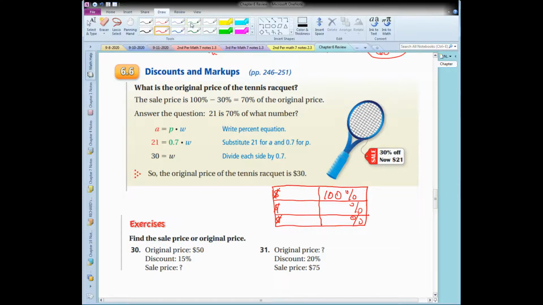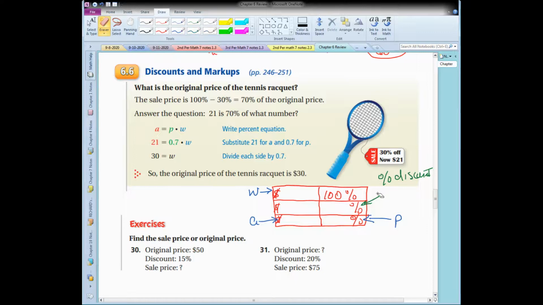And then what did we learn? We learned that the whole is going to be in that part. We learned the part will always be in this part of the table, and then the percent is always going to be in this part. And then we also learned that this value is my percent of discount.